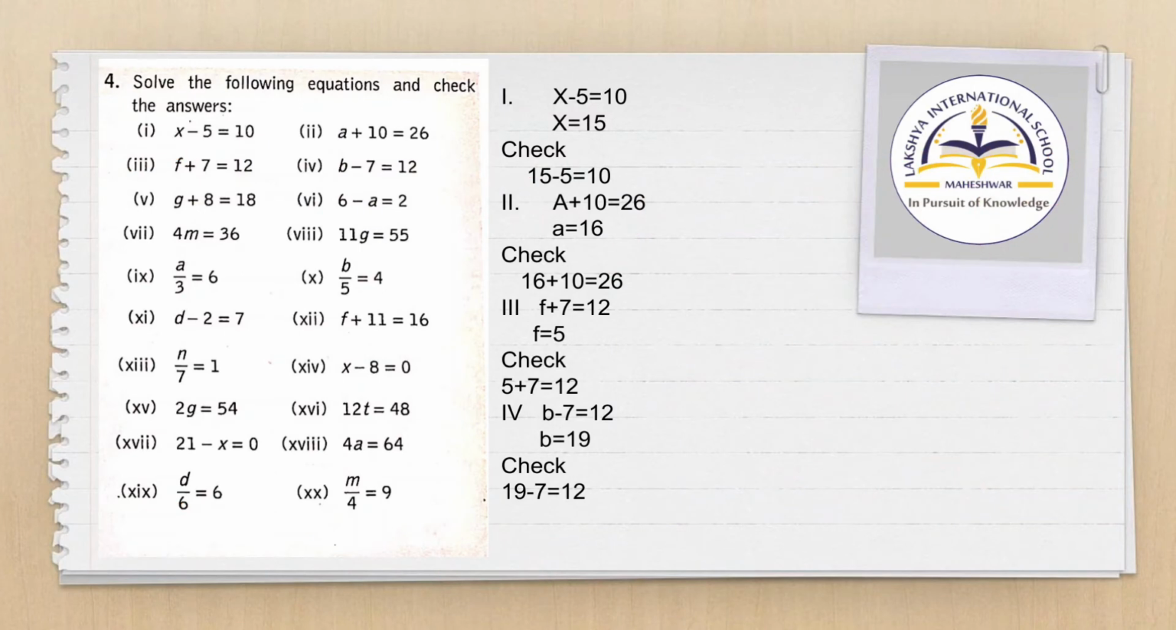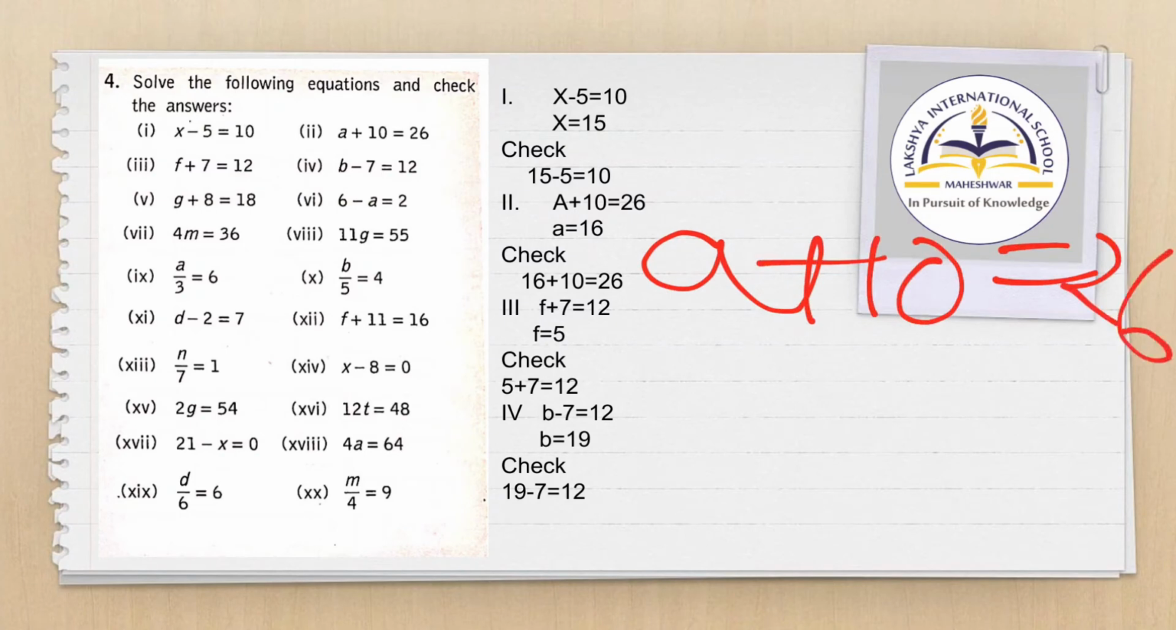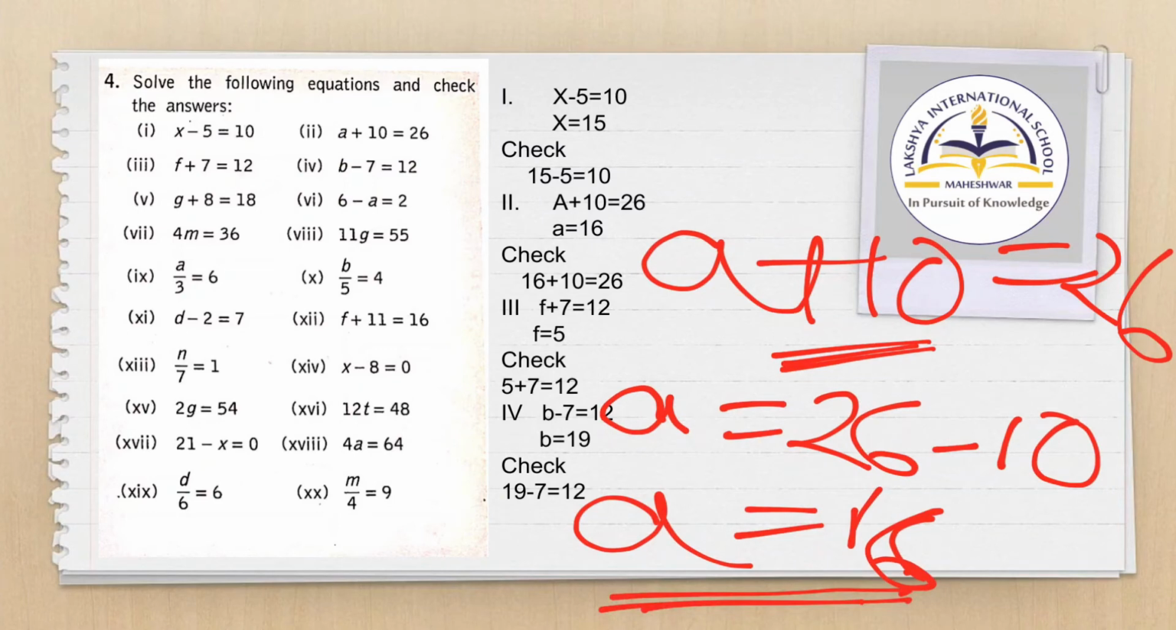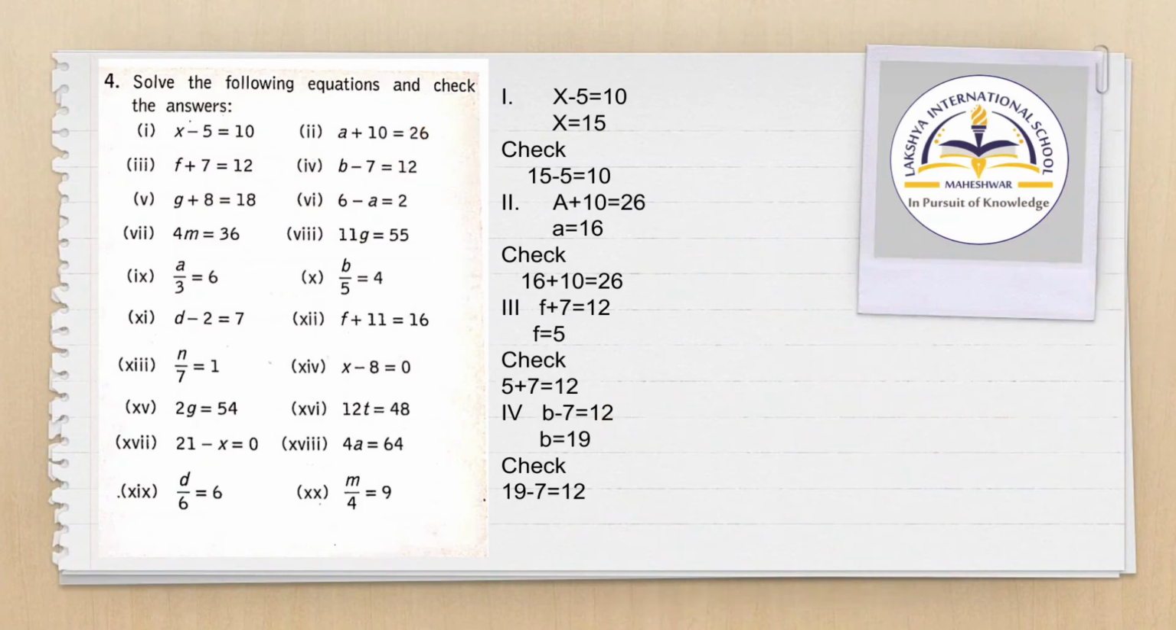Now we will see the second question. a plus 10 equals 26. Now a equals, here it is plus. When we transfer it to RHS, it will become a minus sign. a equals 16. Now we will check whether a equals 16 is the correct answer or not. So we put it here, 16 plus 10 equals what? 26. So it is the correct answer.